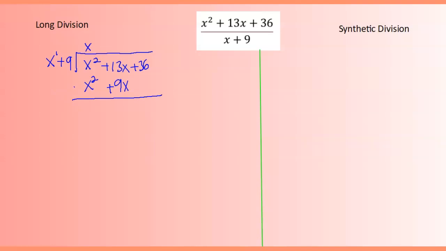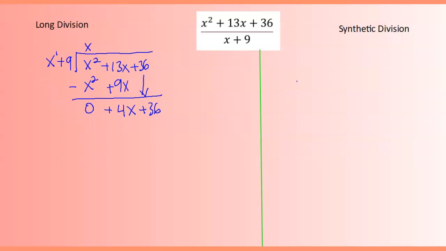Now you are going to subtract, so we are subtracting this from here, and that here will be 0. That is our intention. Then we take 9x away from 13x, and that has to give us positive 4x here. Now we bring the 36 down. Now we are going to repeat the process.